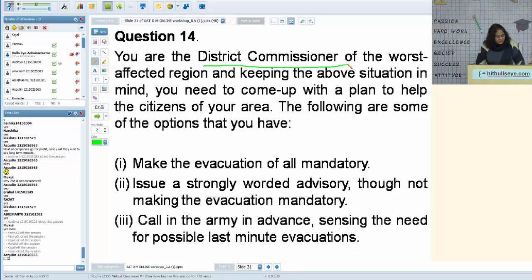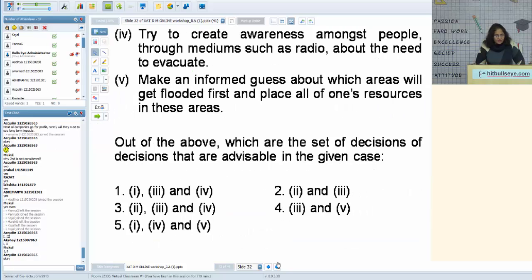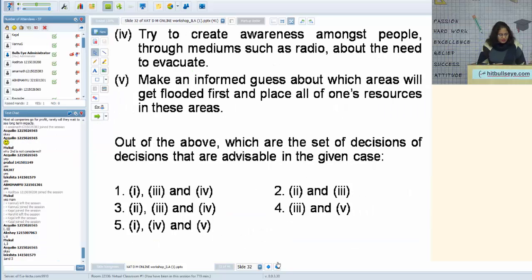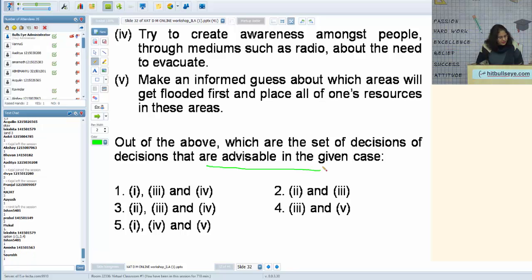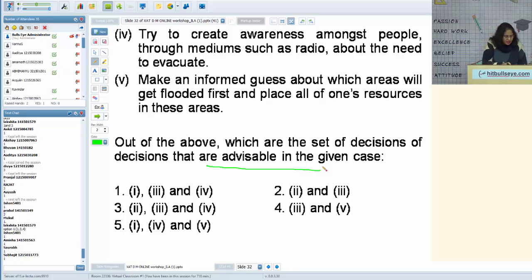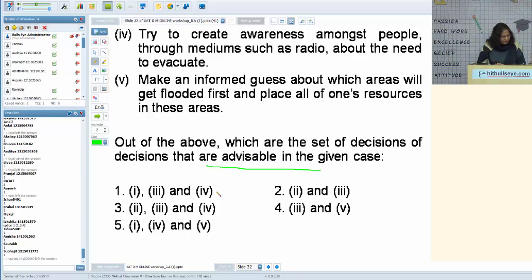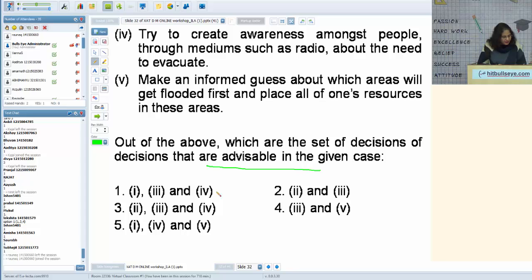Let's look at all the options first before deciding. So what we have here is we have to choose more than one option out of the above, which are the set of decisions that are advisable in the given case. So most of you are going with the first option. We have to choose which are the three steps. So you are going with first, third and fourth. And we have Prabal and Rajat and Divya going with second, third and fourth.